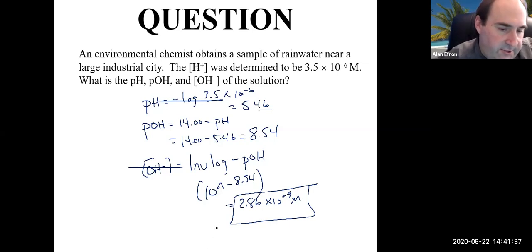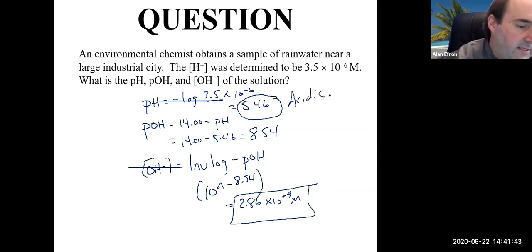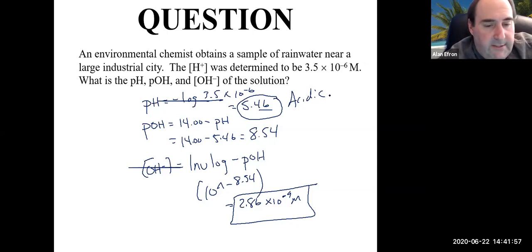And this solution would be acidic. Again, the pH is 5.46. You do not, like I said before, want to give both answers, that it's acidic and basic at the same time. Any questions on how to calculate any of those parts there? Obviously, you need to be able to calculate the pH, the pOH, the H plus, the OH minus, and determine if it's acidic, basic, or neutral. Any questions on any of that there?